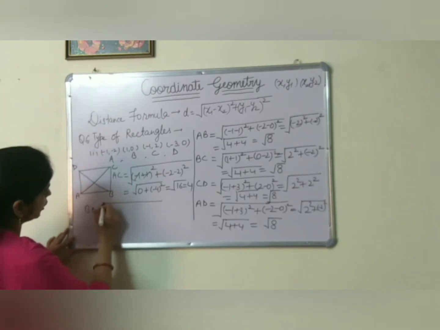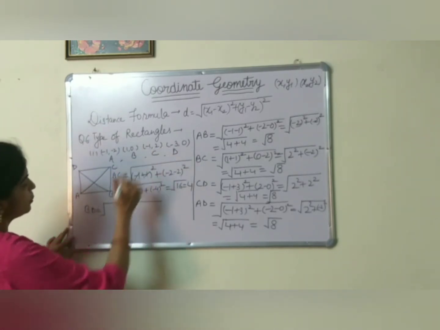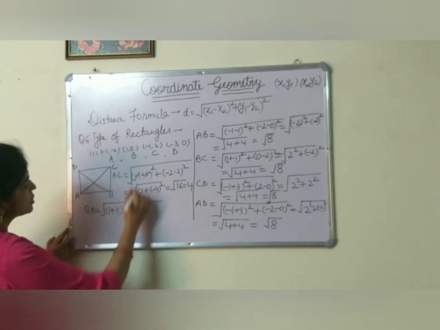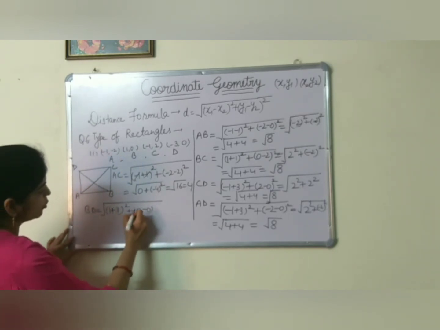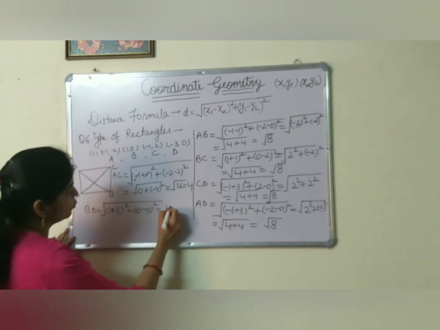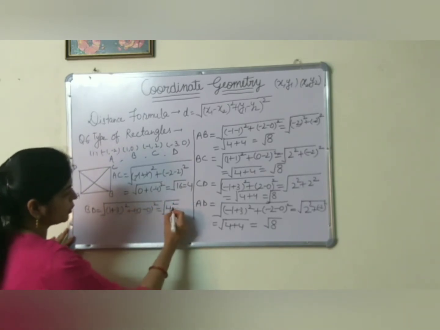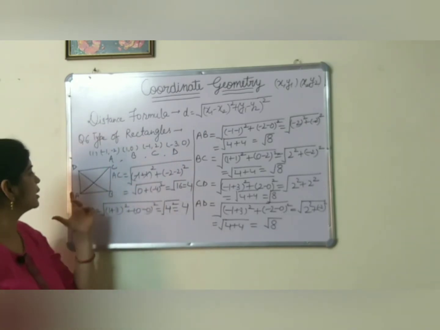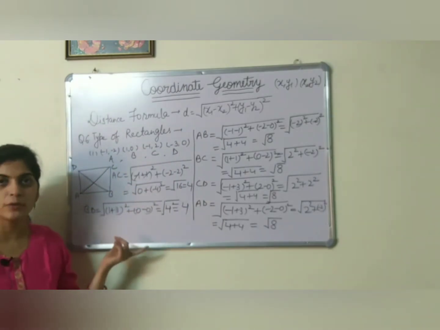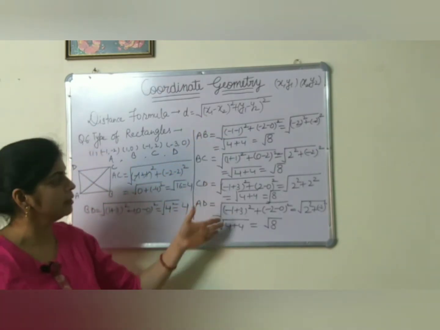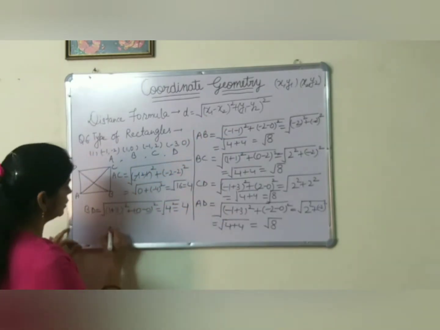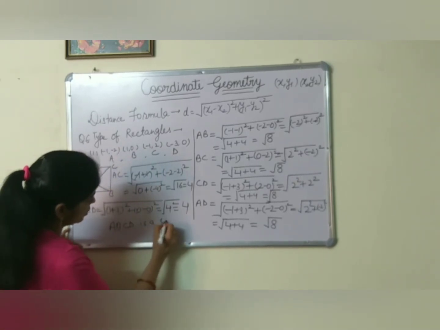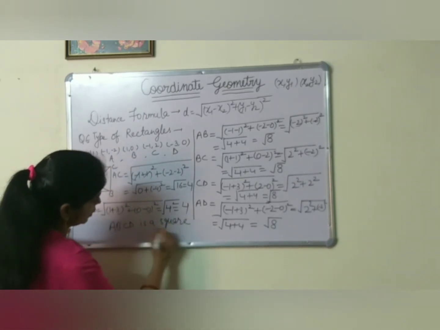It is equal to under root of 1 plus 3 whole square plus 0 minus 0 whole square. It is equal to 4 whole square under root, and it is equal to 4. So we see here that AC and BD, two diagonals, are equal and all four sides are equal. So ABCD is a square. ABCD is a square. Answer.